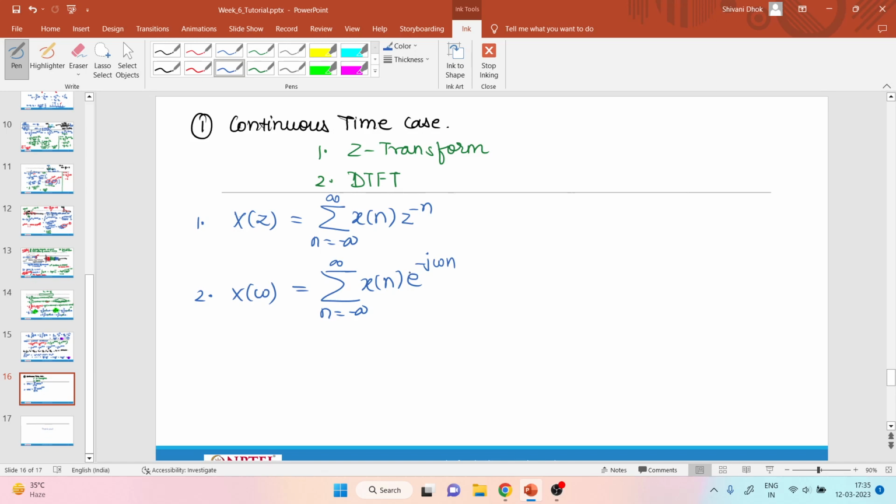Yes. So simply because z is equal to r e power j omega. Yes, so that is the definition. So with that definition, I can see the relationship. Now if I substitute here, if r is equal to 1, then this reduces to this.